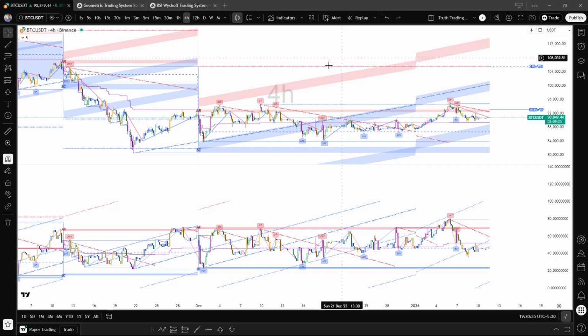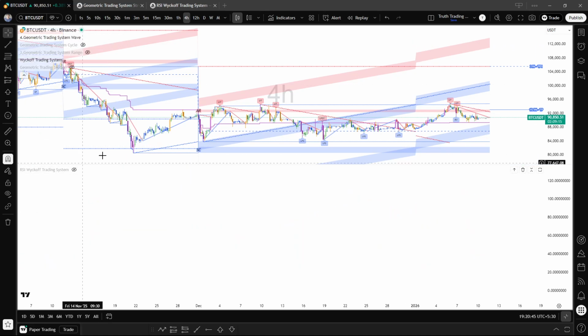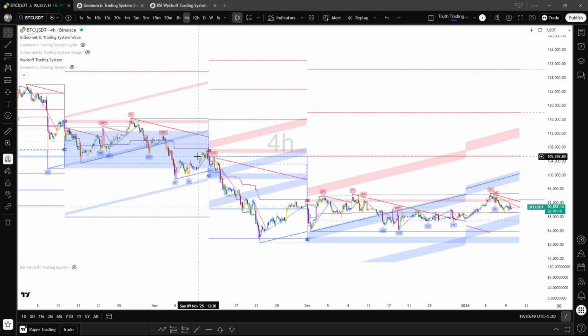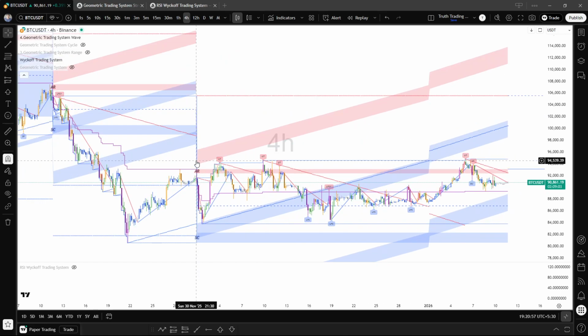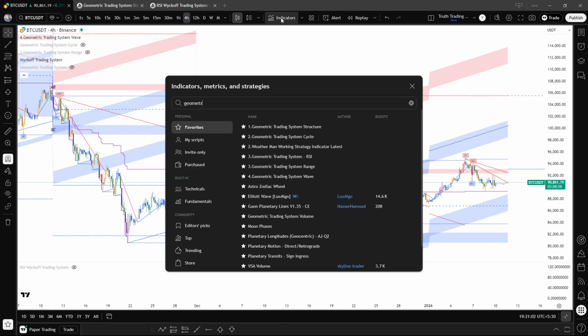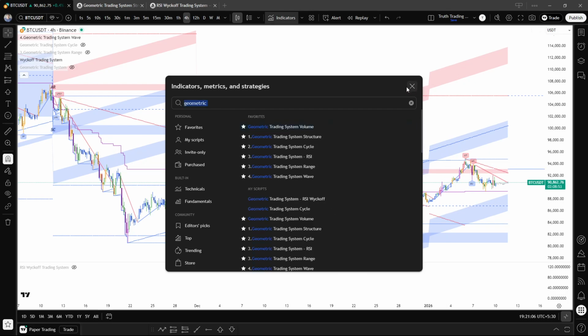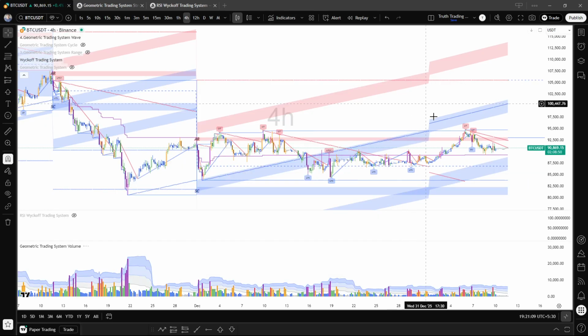Let's start with why we need RSI first of all. Well, if I just disable this, what you would notice is that we are solely relying on price to validate our decision, and also of course volume as well. I haven't put the volume. Let me just put it though.